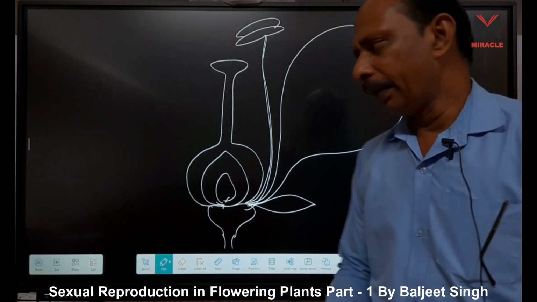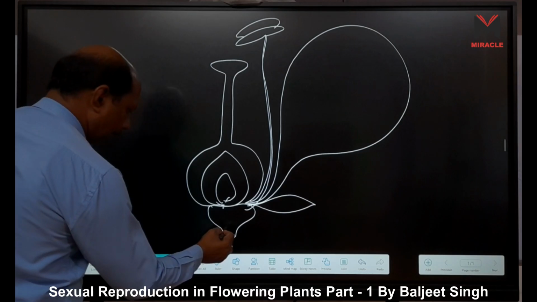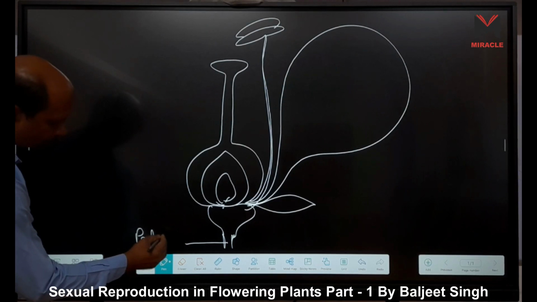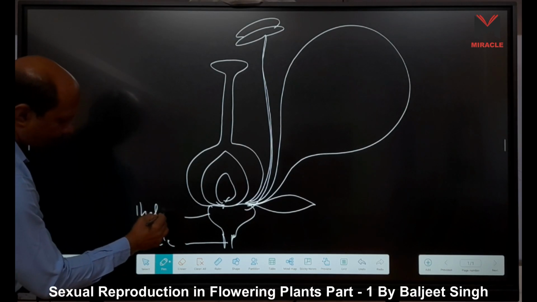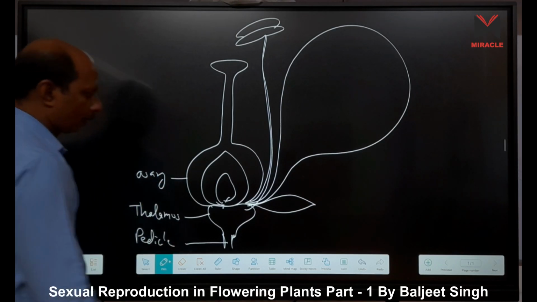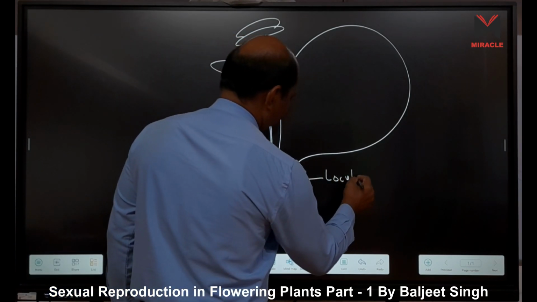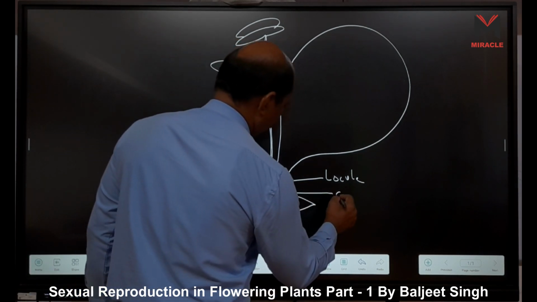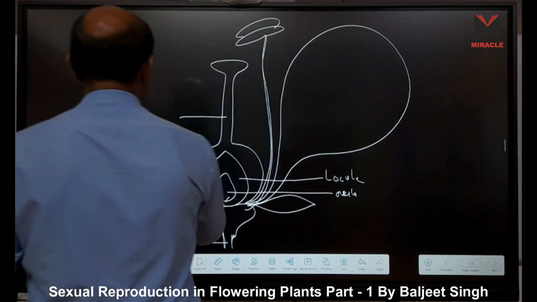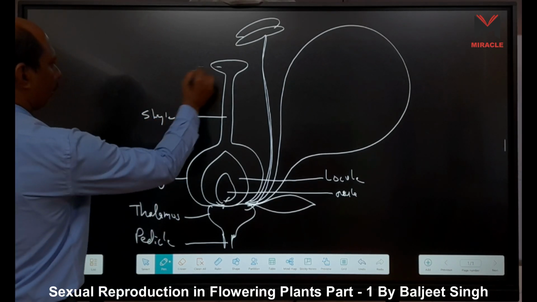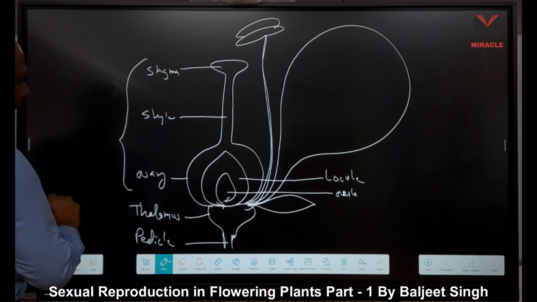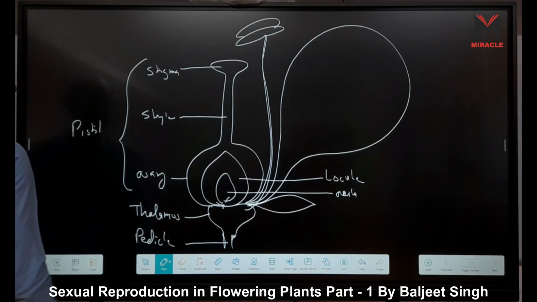This one is a flower and it's a different part, right? Look here at this side. We start from this one, pedicel, this one is thalamus, right? This is our ovary, this is locule. This one is ovule. Ovule, right? This is style, stigma, right? So this is the part of pistil, or we can say gynoecium.